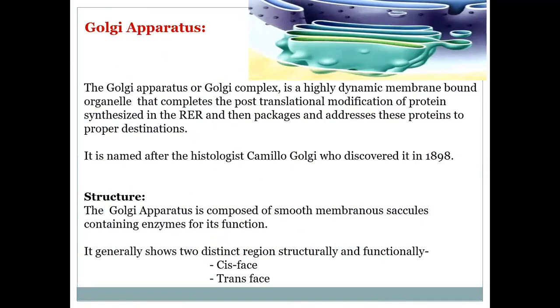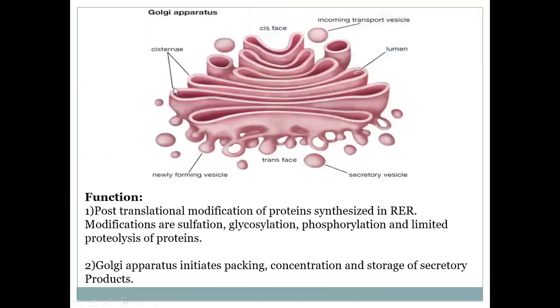In the structure you see, it has two zones, the receptive zone and the transmitting zone. The receptive zone is known as the cis phase and the transmitting zone is known as the trans phase. Here the cis phase accepts the substances secreted from the endoplasmic reticulum, thereafter transmitting them through the transmitting zone by producing different vesicles.